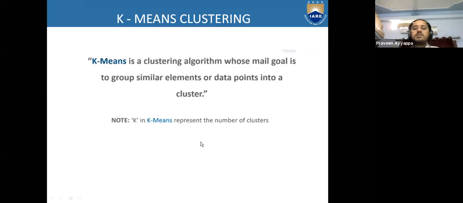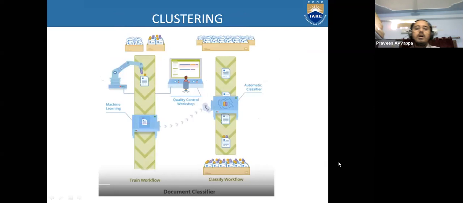So K means represents the number of clusters. Another example for this one is the document classifier, where, if you look into this one, at the center we have a quality control workshop, where at the left side you have the machine learning, and at the right you have the automatic classifier. So the books from this particular document classifier, the documents will be coming into this fashion, and automatic classification will be done. So here you have a machine learning.